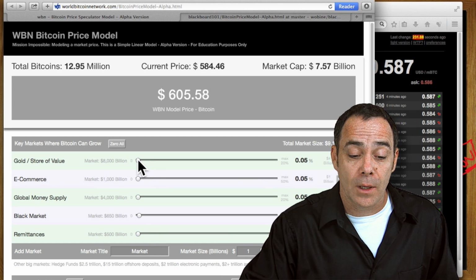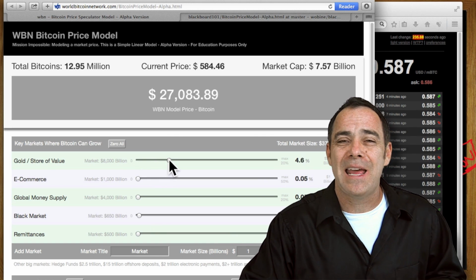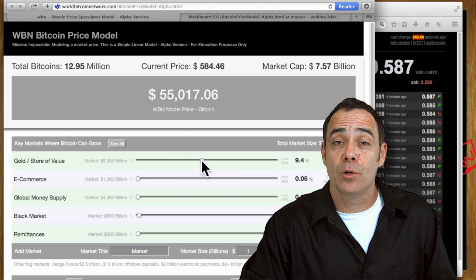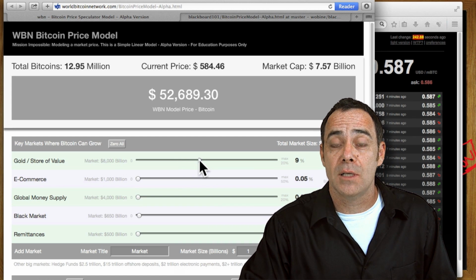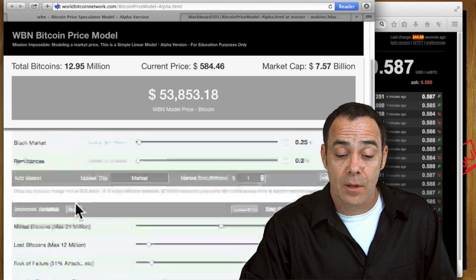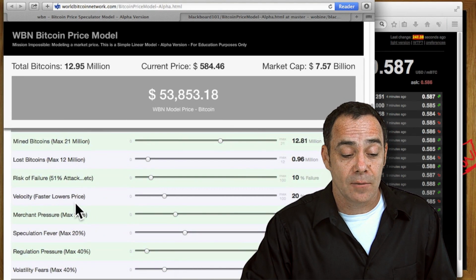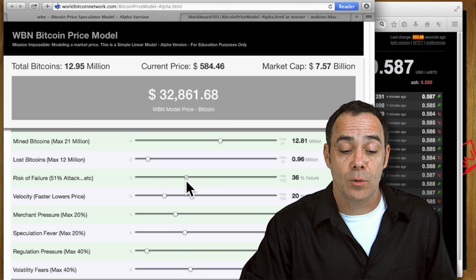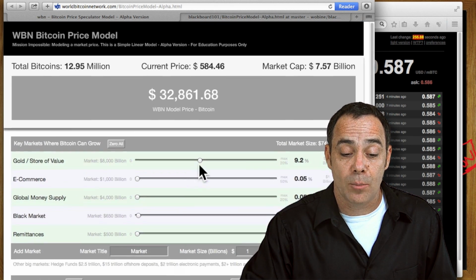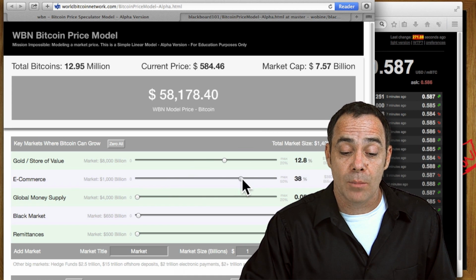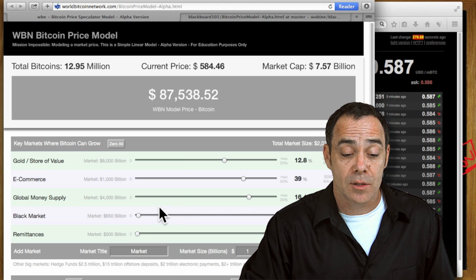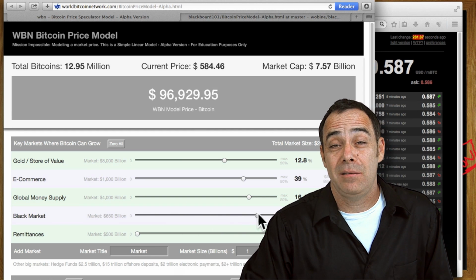But we find out very quickly that even if Bitcoin just starts to take over gold's position as a store of value, the price of Bitcoin certainly could go to $40,000 per Bitcoin, even with some of these variables set as negatives, okay? So even if velocity goes much higher, even if the risk of failure increases, okay? So even with a big risk of failure, you can see the price of Bitcoin indeed moving into much higher numbers. So $50,000, $60,000, $80,000 really seems like a possibility.